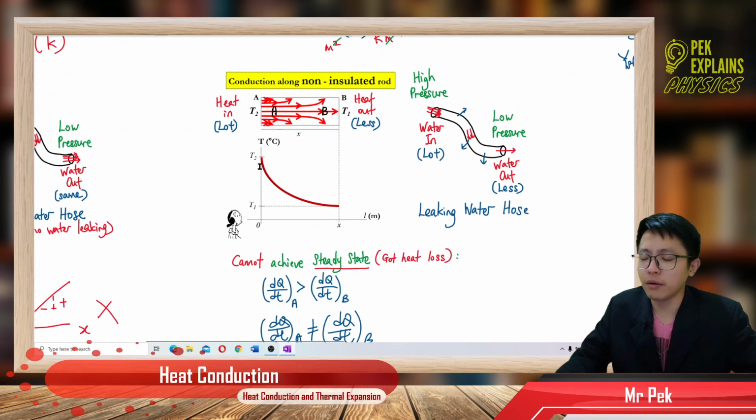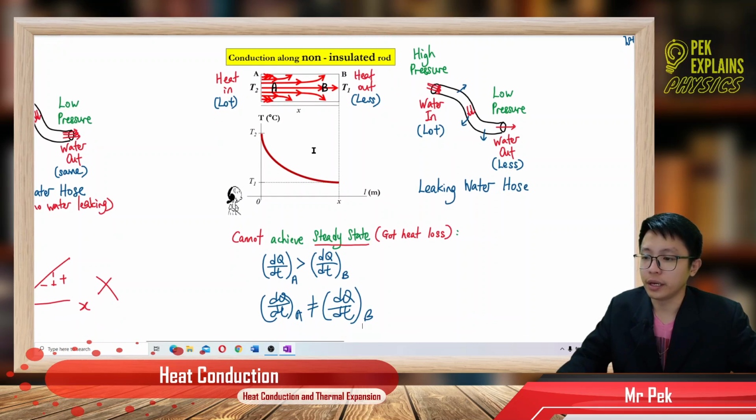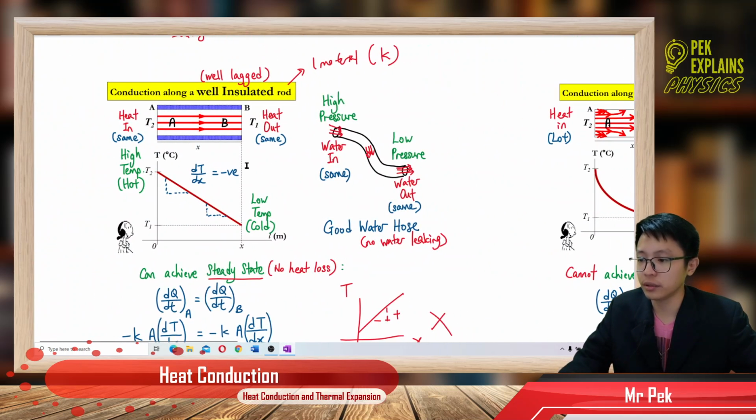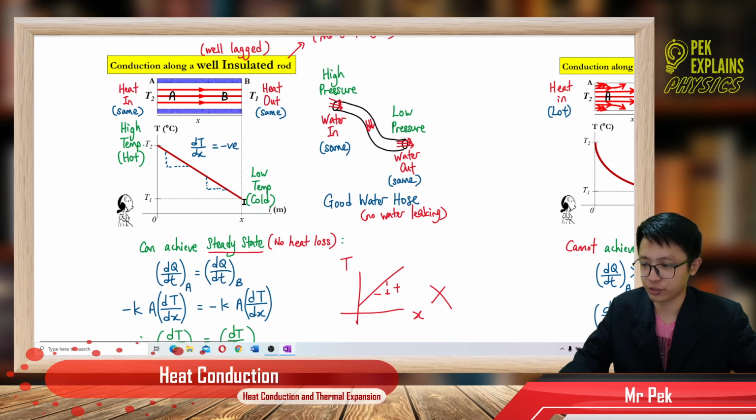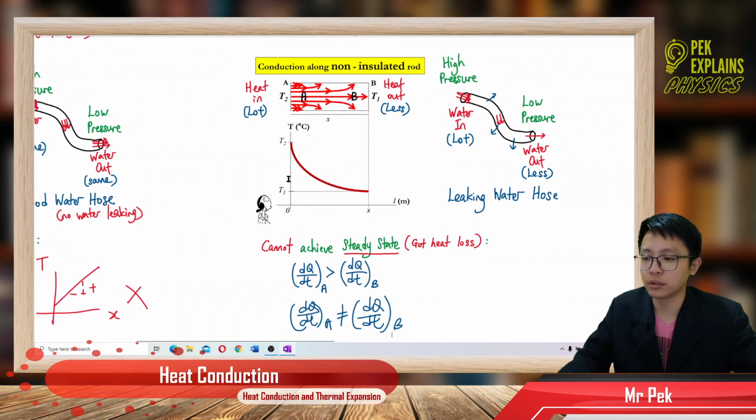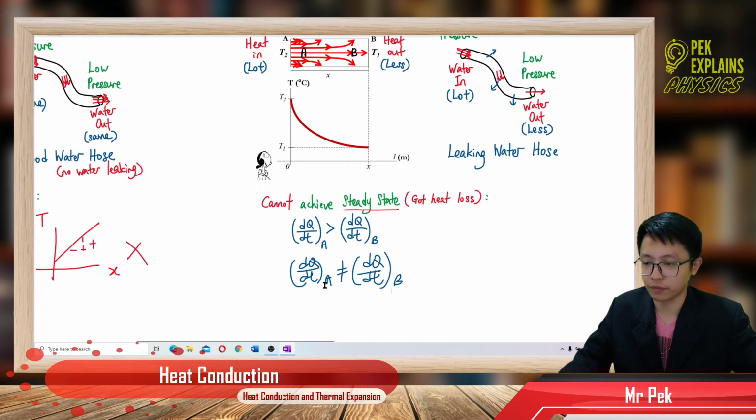So what happened to the graph? Yeah, the graph becomes a curve. Still high temperature going to low temperature, like high pressure going to low pressure for the water, but it's a curve. Unlike insulated rod, it's a straight line. But for non-insulated rod, it becomes a curve.